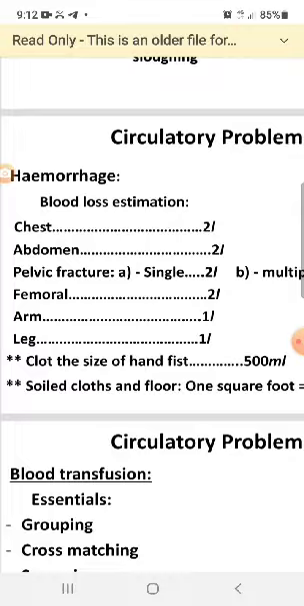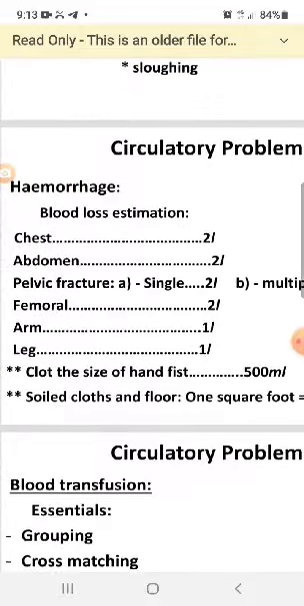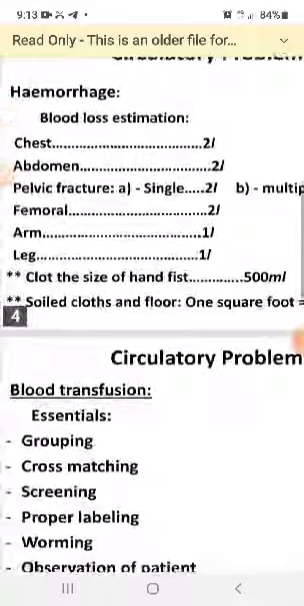If there are soiled clothes, for example, a patient with a car accident comes and his clothes are soiled with blood, you measure the soiled area. Each 1 square foot equals 100 mil. If he is brought to the hospital by ambulance, and on the floor of the ambulance there is bleeding, each 1 square foot of the floor is 100 mil. So from the history and from this area you can estimate the blood.